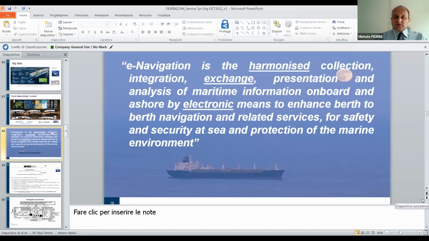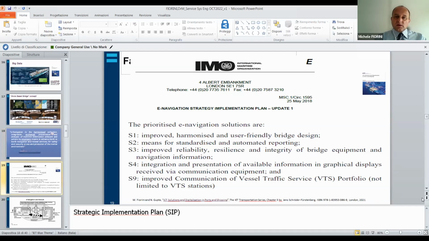Actually, e-navigation is a statement which aims essentially to harmonize the exchange of data and information between shore and ship side and between ships, ideally by means of digital technology, by means of electronic cartography, by means of digital technology at large. The reasons for that are many. Here are the five pillars of these reasons.